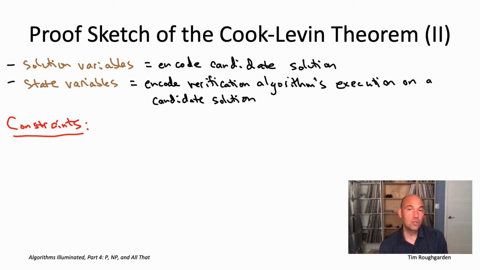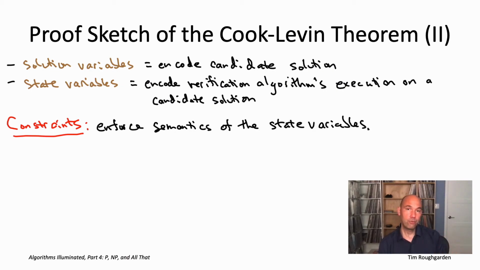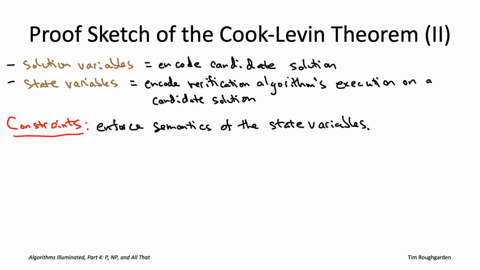Well, the point of the constraints is to enforce our intended semantics for the state variables, to enforce that any truth assignment given to those variables in that table really should encode a legitimate computation of the verification algorithm. For example, you're going to have one constraint, or actually a bunch of constraints, for each entry in that two-dimensional table. So for each choice of a time step t, each row, each choice of a column, like the ith bit of memory, there's going to be some constraints which enforce that the contents of the ith bit of memory at time t are what it should have been.